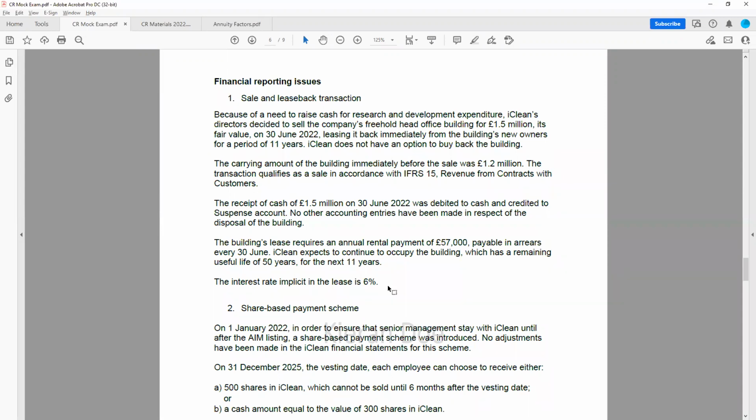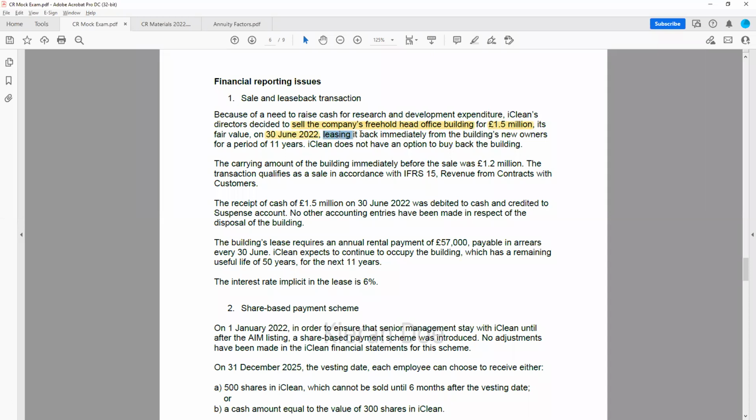Then we've got the sale and leaseback transactions. That's the first issue. So we're told because of a need to raise cash for research and development expenditure, ICAEW's directors decided to sell the company's freehold head office building for 1.5 million, its fair value, right at the year end. So at the year end date, leasing it back immediately. So obviously sale and leaseback.